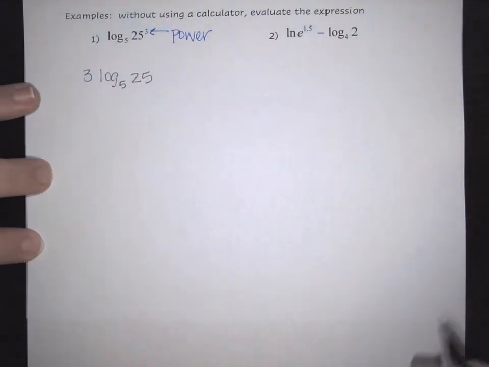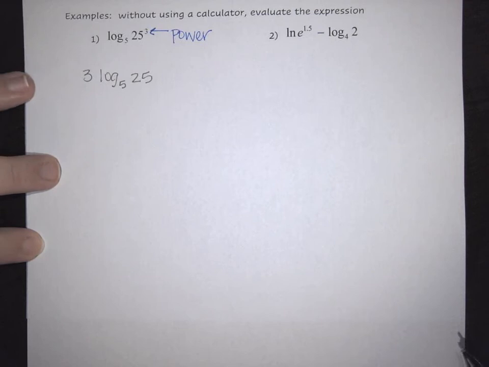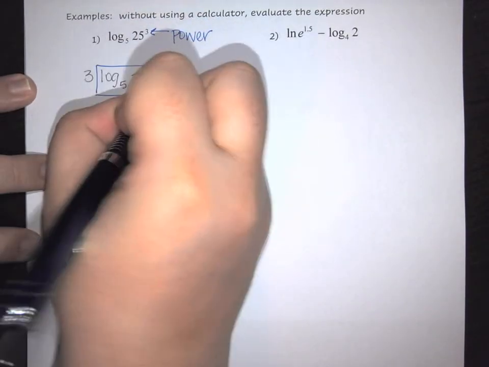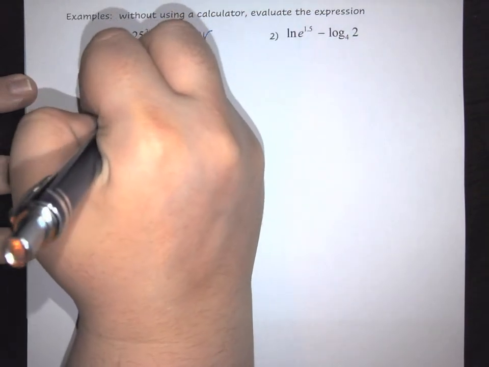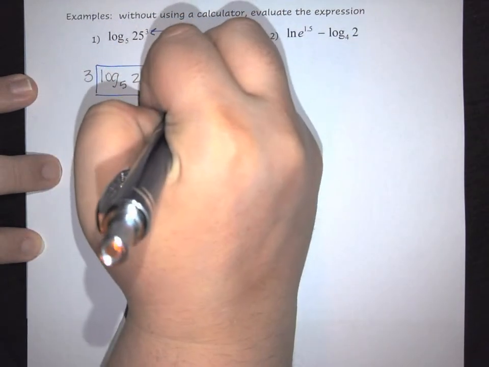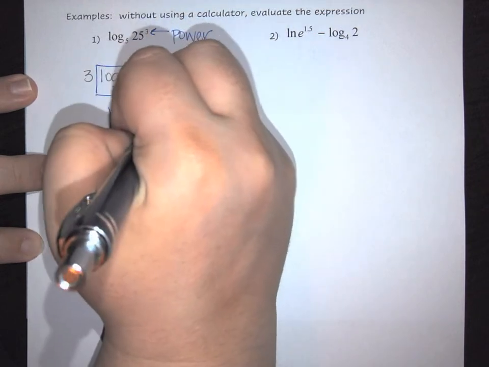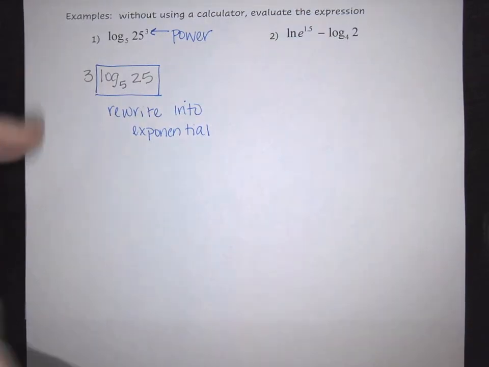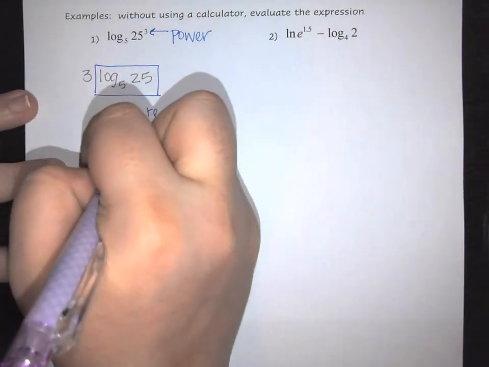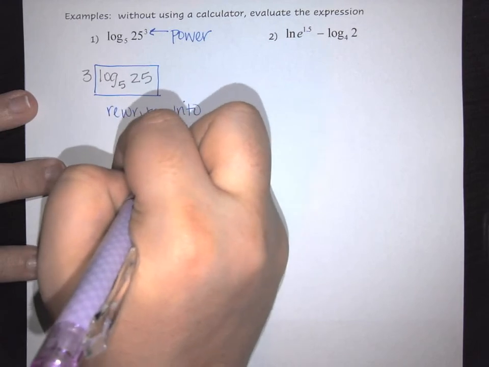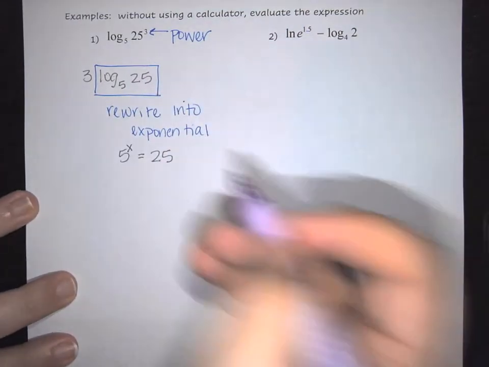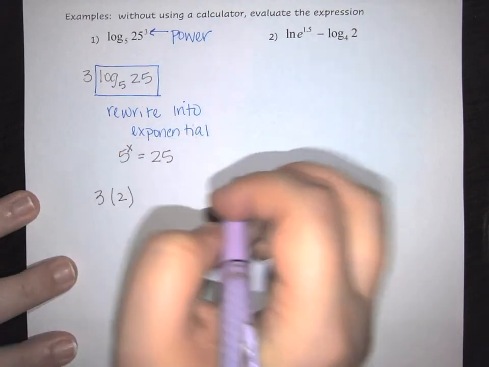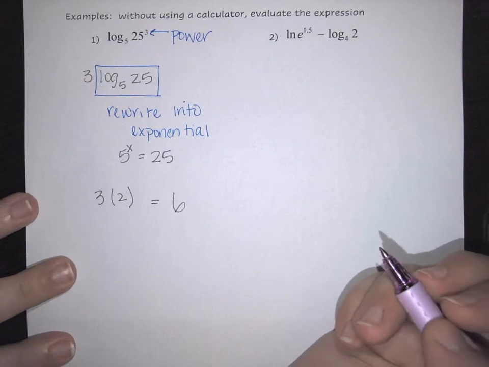Then the next thing we want to do is look at just the log base 5 of 25. And so here, when we evaluate, what we're looking for is we want to rewrite into exponential. So in this case, what we'd be looking at is 5 to the x is equal to 25. Well, we know that 5 squared is 25, so in this case we end up having 3 times 2, which is going to give you 6, and so that's your overall answer.